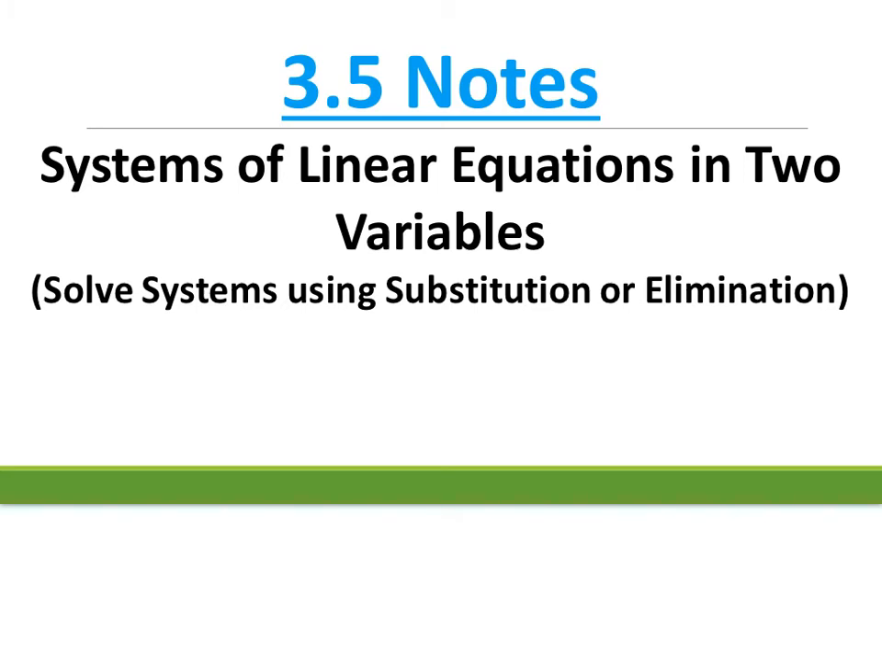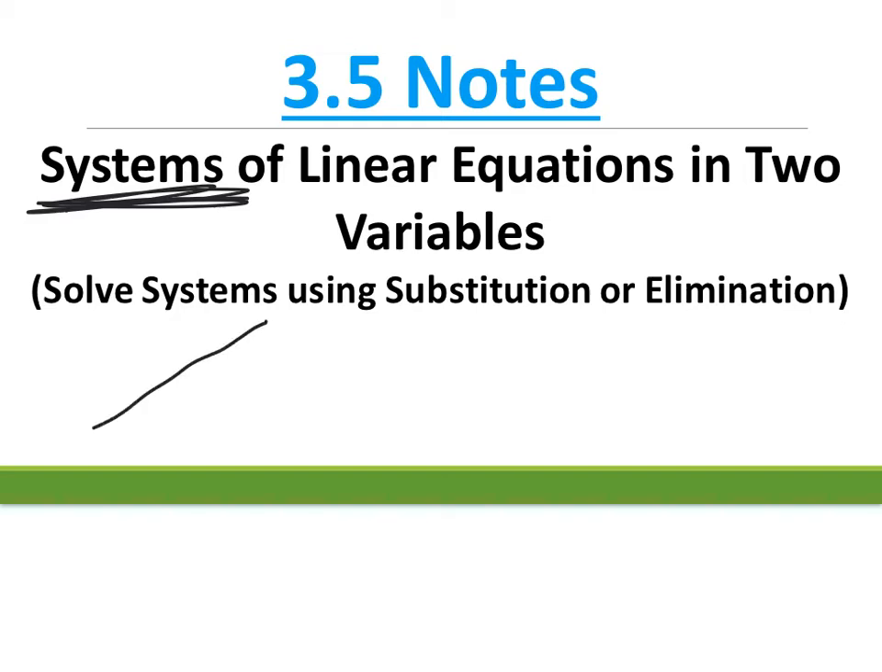Today is Chapter 3, Section 5, and it's Systems of Linear Equations in Two Variables. Systems means we're graphing two or more lines, which means our answer is going to be the point of intersection. Where do those two lines cross?